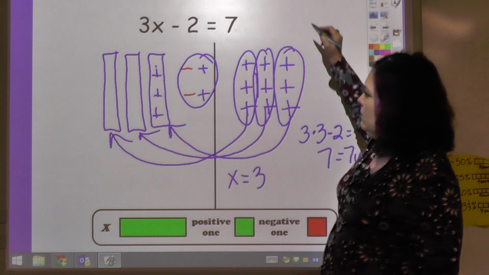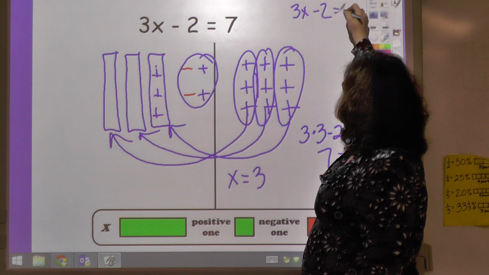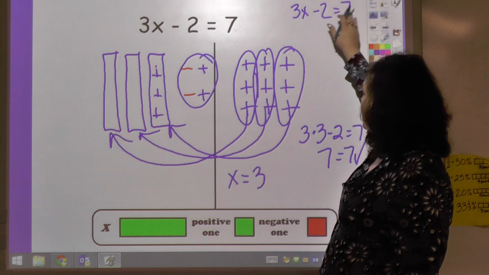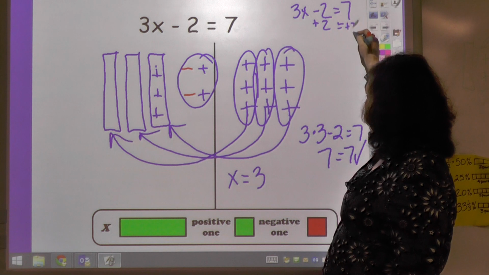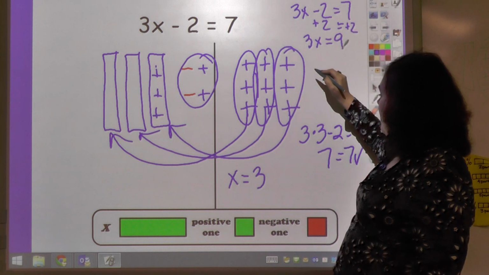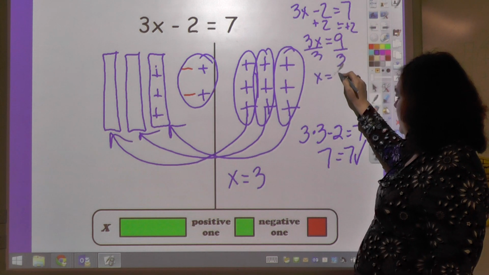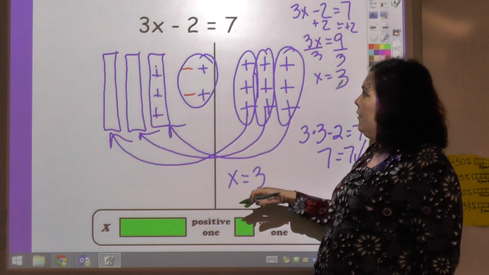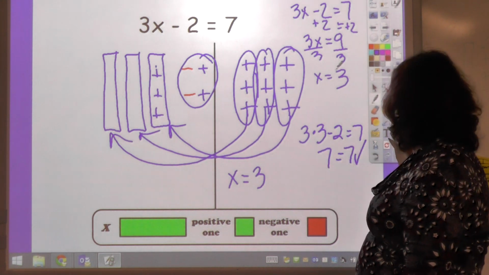Now if I were to do this mathematically, I would say 3x minus 2 equals 7. To get rid of the negative, I'm going to add 2 on both sides. So add 2 here and add 2 here. And so that's 3x equals 9. And then divide by 3 and divide by 3, x equals 3. So it checks out. So again, with the model, mathematically, and making sure and substituting in for the check.